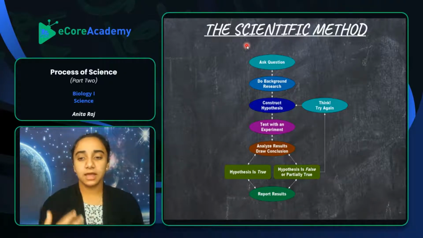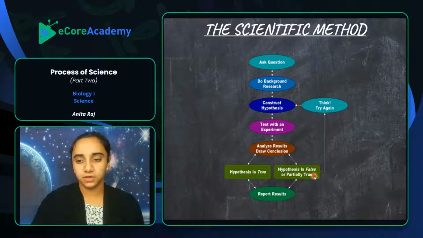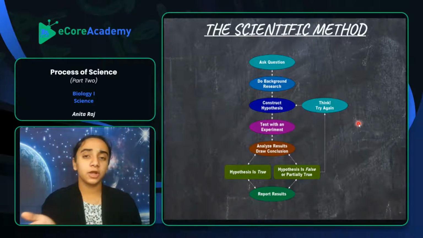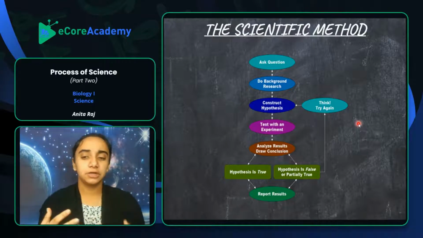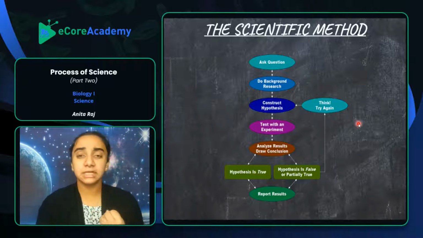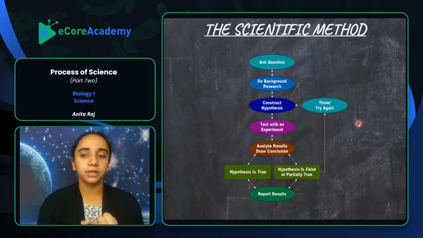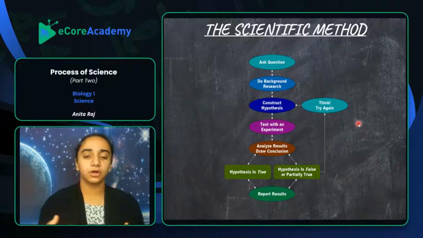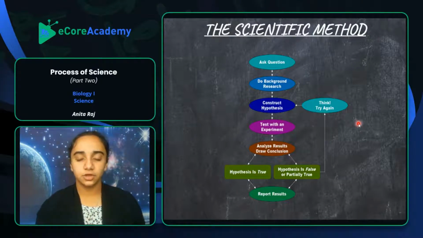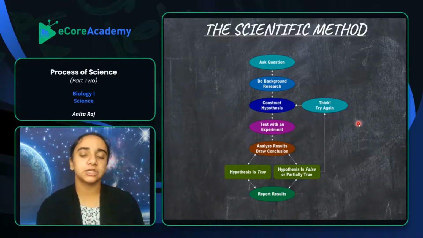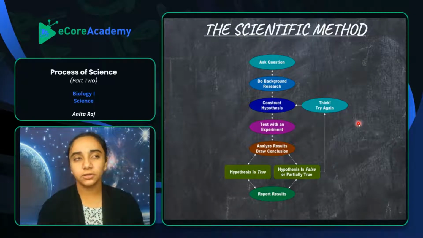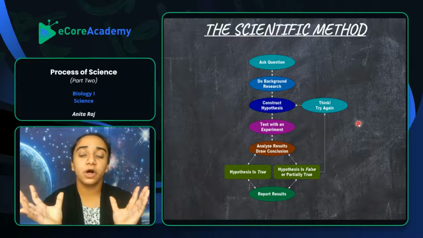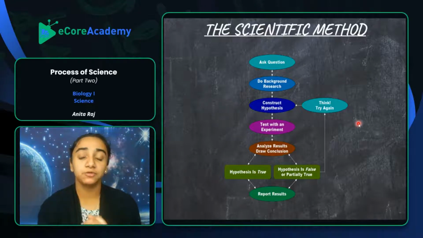And then lastly, if you see this little arrow over here that's kind of going off the hypothesis is false or partially true, it says think or try again. So what happens is, after you report your results, even if your hypothesis is false, you're going to try to redo the experiment, and maybe you'll keep the same hypothesis. Maybe you'll alter it a little bit, and then you'll redo the experiment, because you never know. You can have experimental errors. So you want to run as many trials as possible. So you end up getting a large volume of data to analyze in your hypothesis. And when you validate your hypothesis and your conclusion, you have the most data to back it up.